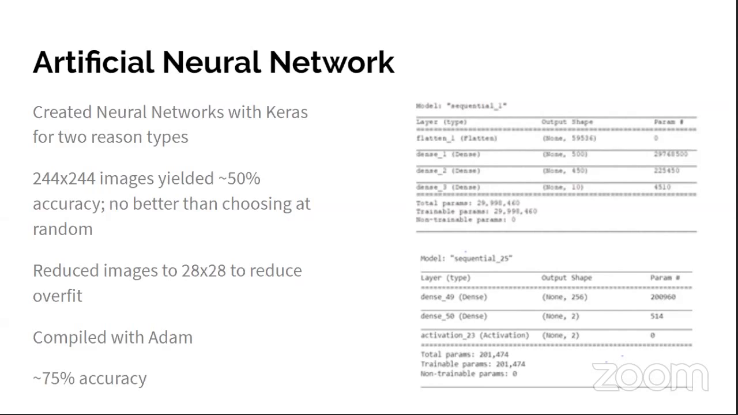So we reduced the images to 28 by 28 in order to reduce any overfitting that would be occurring with the larger images. And that's the model on the bottom right. We compiled that with Adam, and that yielded about a 75% accuracy. So better than the slightly larger images, but still not as good as we would hope. So now after this, we decided to look at convolutional neural networks, and Alison's going to talk about what we did with that.